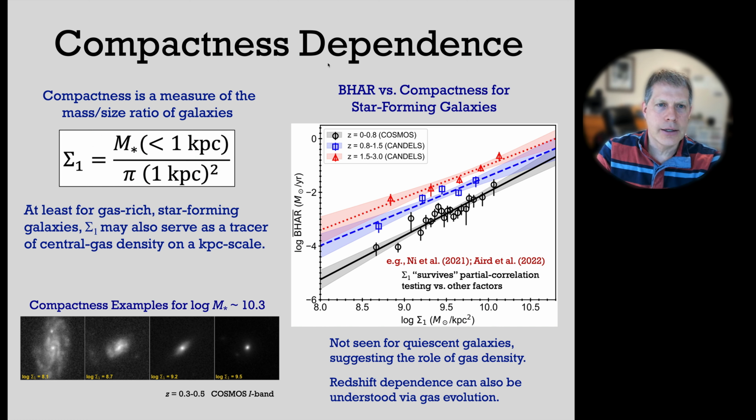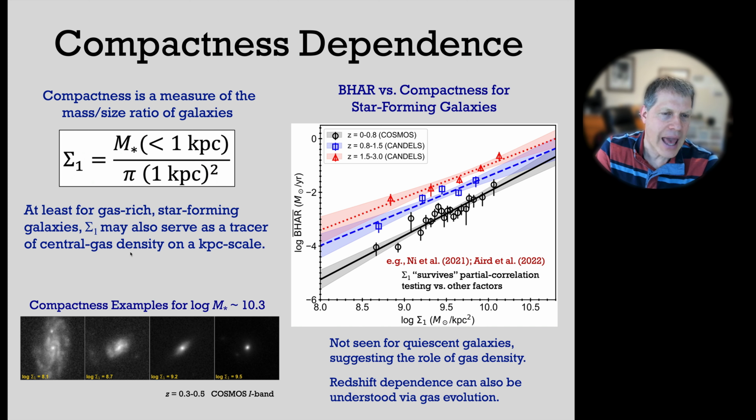In this case, Hubble Space Telescope imaging has been used to measure the so-called compactness of galaxies. Compactness is a basic measure of the mass to size ratio of galaxies. There's a variety of different ways compactness is defined. In this case, this quantity sigma 1 is the stellar mass within 1 kiloparsec averaged over that physical size. So it's kind of like the stellar mass density over the inner kiloparsec. What this physically corresponds to is shown down here with imaging: as you go from low compactness systems over here to high compactness systems over here, you can see the mass to size ratio is becoming larger and larger.